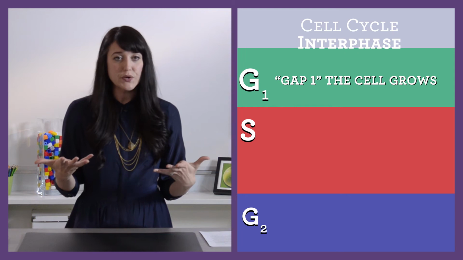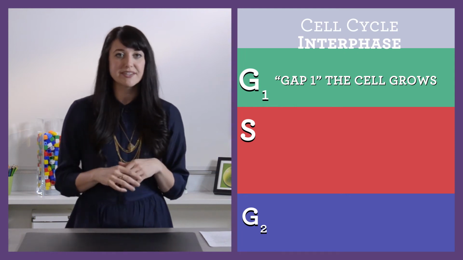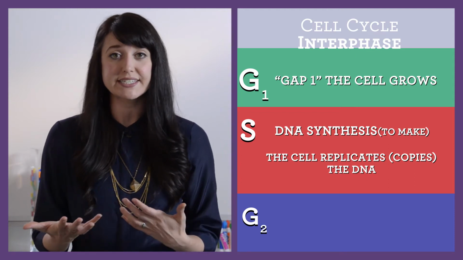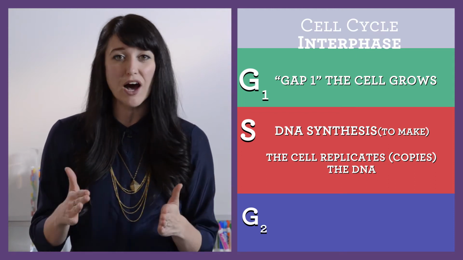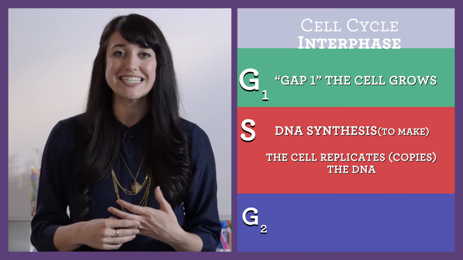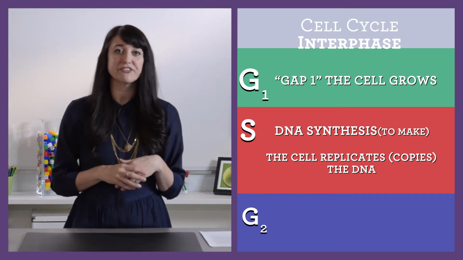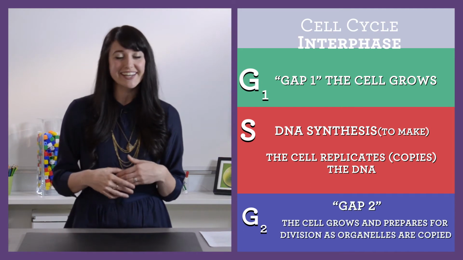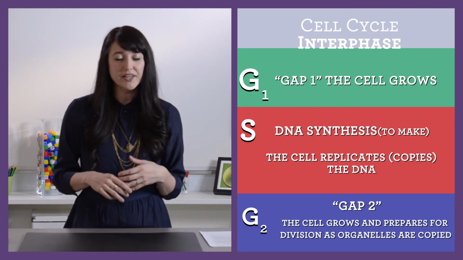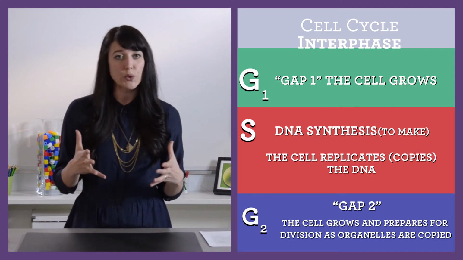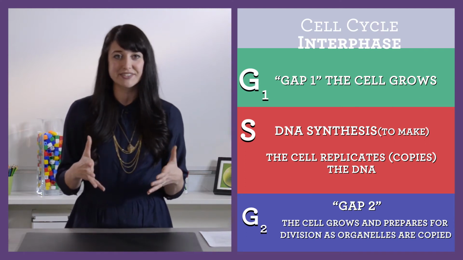After the cell grows, the S phase happens. S stands for DNA synthesis, and the word synthesis means to make. So you're making a copy of DNA. This is where DNA replication occurs. The last step of interphase goes right back to G again, and we're at G2. G2 stands for gap 2, and the cell grows and copies its organelles.